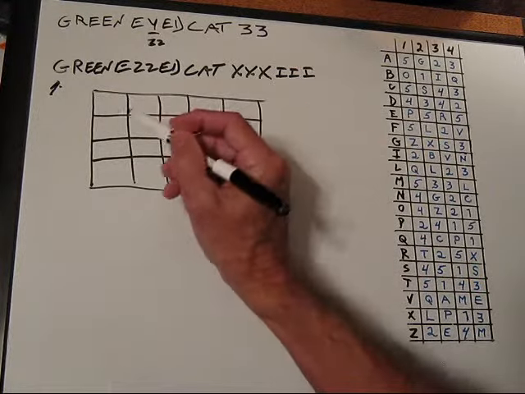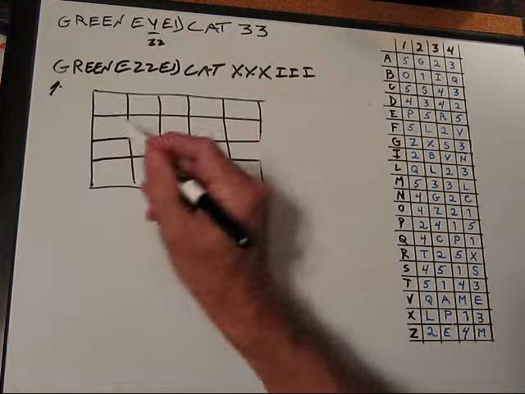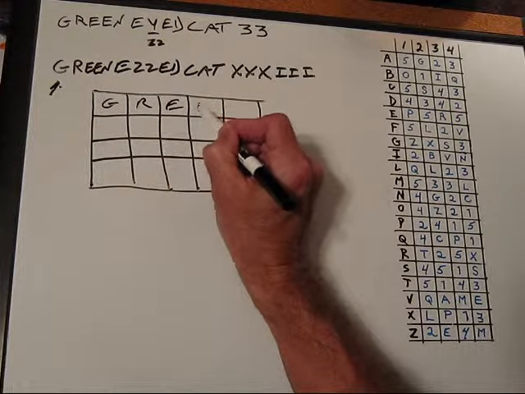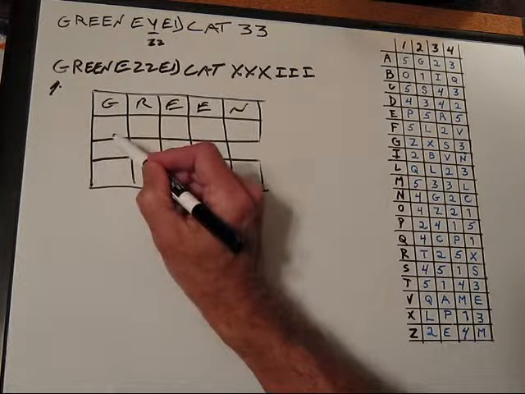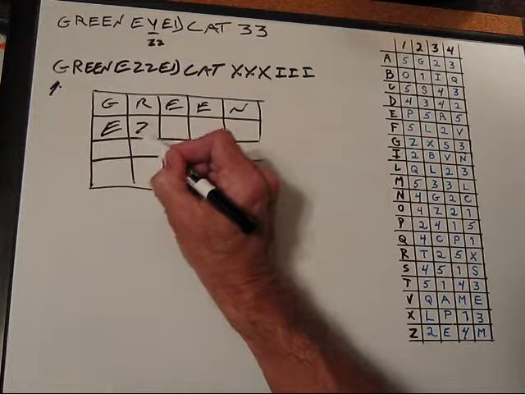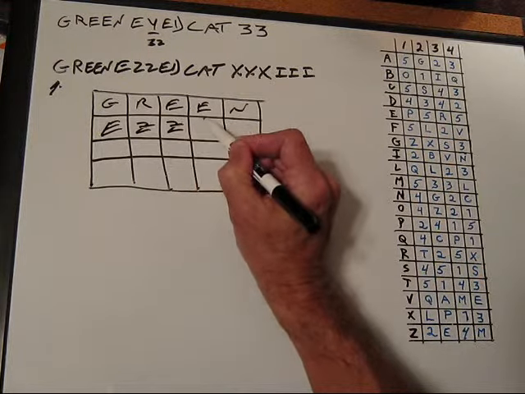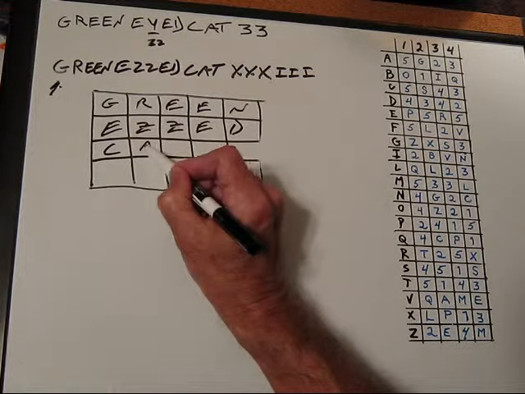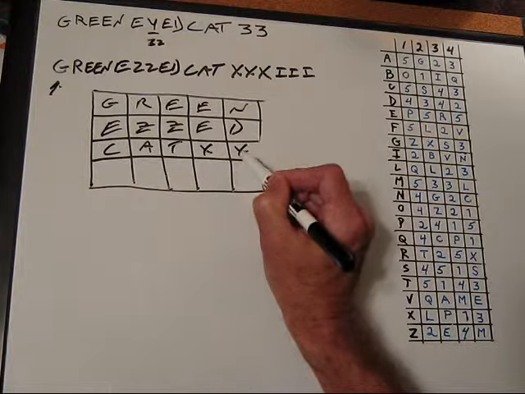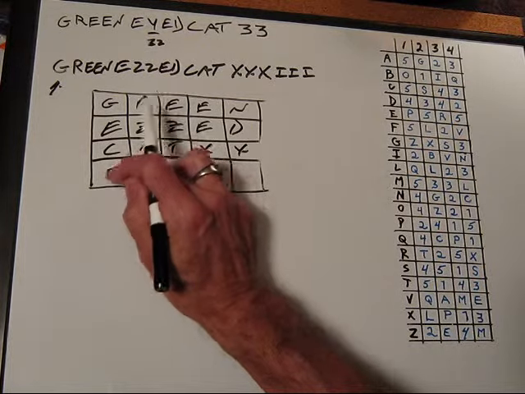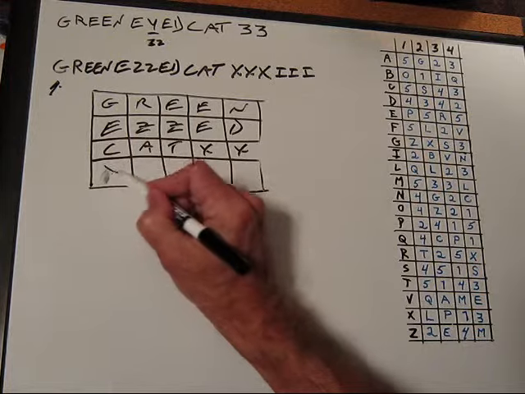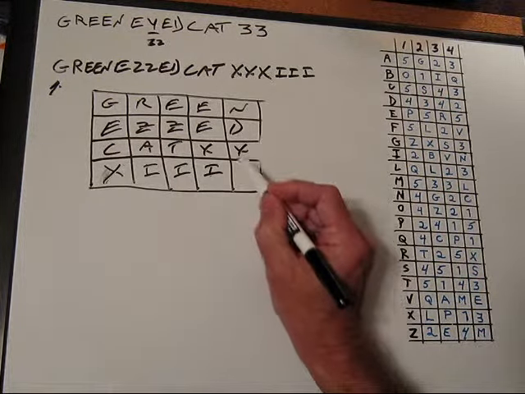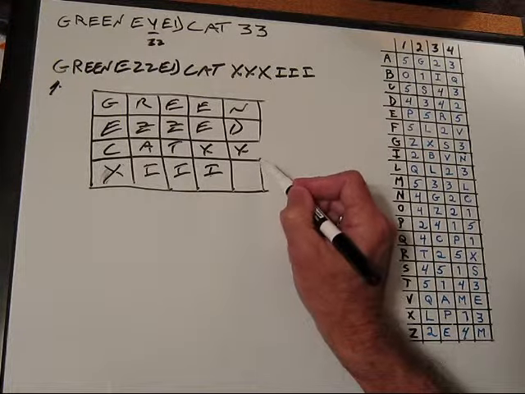Now I'm simply going to write the password as we have pre-processed it here. GREEN, eyed, ZZ, cat, XXXI. Whoops, one more X. Sorry about that. XXXI. And we have one leftover space. We won't worry about that. Okay.